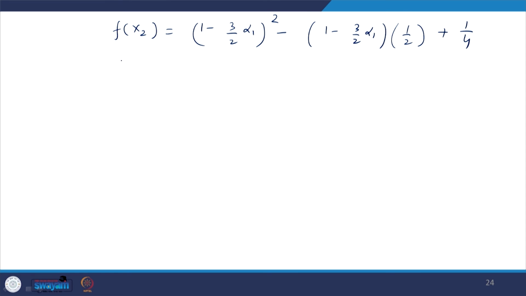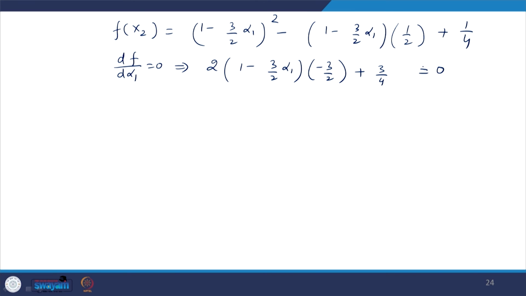So, you differentiate with respect to alpha 1 and put it equal to 0 for maxima and minima. So it will be 2 times (1 minus 3 by 2 alpha 1) into (minus 3 by 2), minus minus plus 3 by 4, and put it equal to 0. The second derivative with respect to alpha 1 is positive, that means minima.